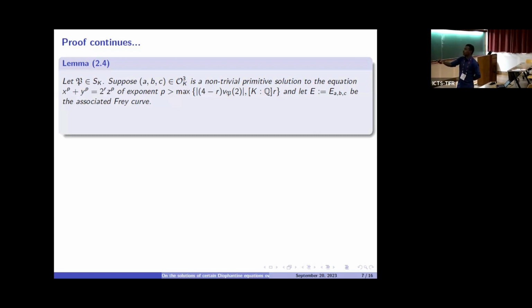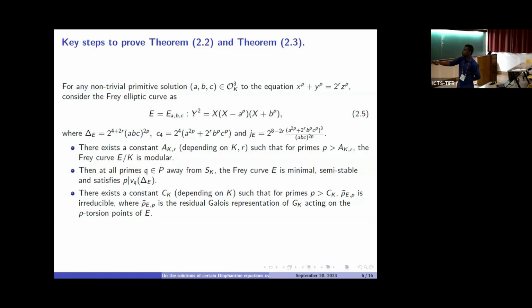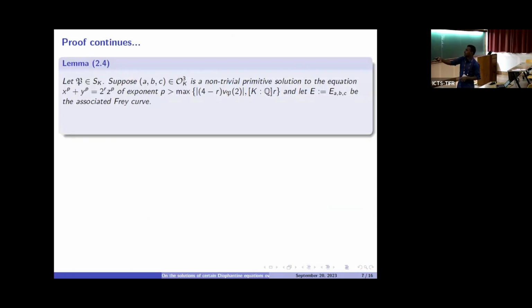Okay, so now this is one of the key lemmas that will be used in the proof of our main result. You start with a prime P belonging to SK. Basically, in the previous slide you can see we studied the solution and checked the reduction type of this Frey curve with primes away from SK. Now we will study what you can say about the reduction of the Frey curve if you take a prime P belonging to SK. Suppose (a, b, c) in O_K is a non-trivial primitive solution to this equation with exponent P bigger than the maximum of these two numbers, and you take E to be the associated Frey curve.